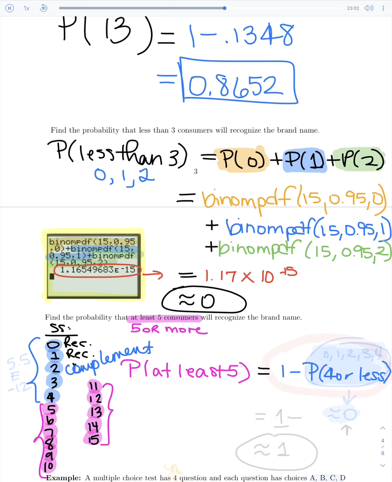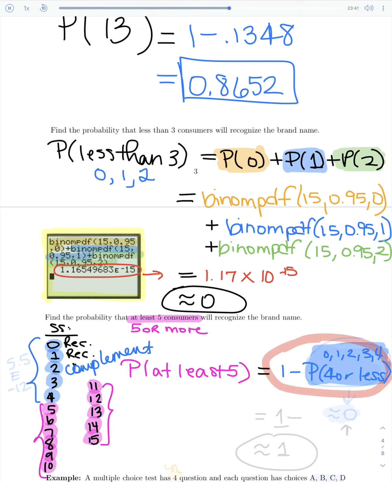Okay. Well, and again, according to my picture, 4 or less is going to include 0, 1, 2, 3, and 4. So the problem is I need to go find this probability first, which means I'm going to be doing, let's see, 5 binom PDFs, just like we did in the last one. Add them all up. Then once I've added them all up, then I'll just take it away from 1. And that will be my value for my probability. So let's take a look at what we get from our calculator doing those 5 binom PDFs.